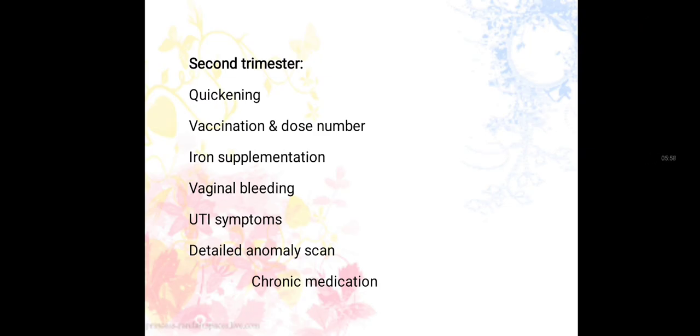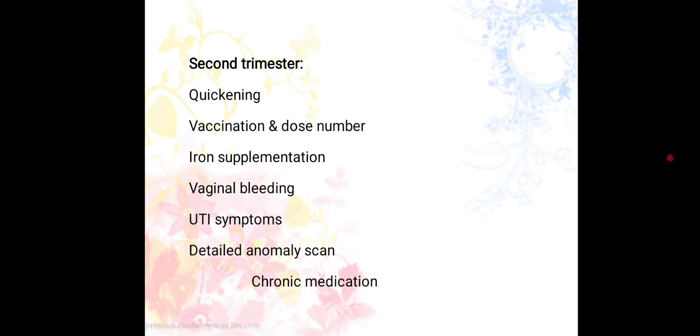If the patient is in her second trimester, ask about quickening, which is the first appreciation of fetal movement by the mother. In primigravida it is late, between 18 to 20 weeks of gestation. In multiparous, between 16 and 18 weeks of gestation. Vaccination and dose number. Vaccination in pregnancy is tetanus toxoid vaccine, which has 5 doses in total.